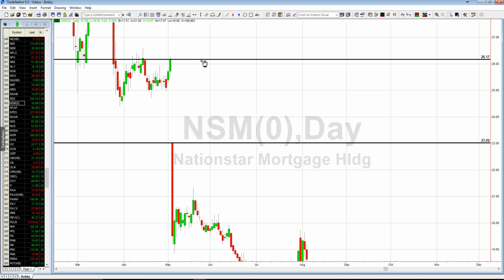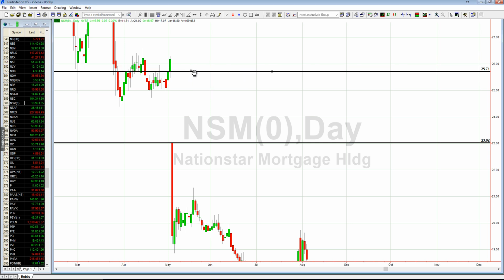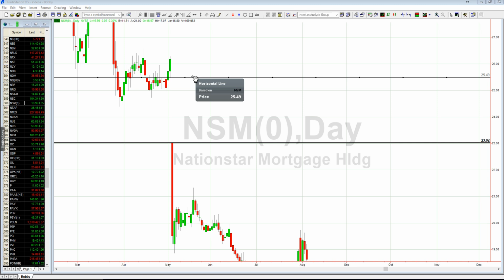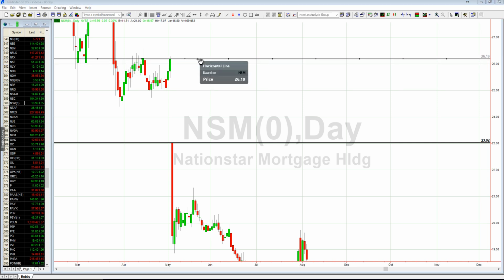Okay, this top point at 26.17, that's where it gapped down from. It did not gap down from here. Nor did it gap down from here. Price was at this point. That's where it closed. When it opened the next morning, it gapped up down here. Where this is especially important is if there isn't any price action below that line. That makes that even stronger.